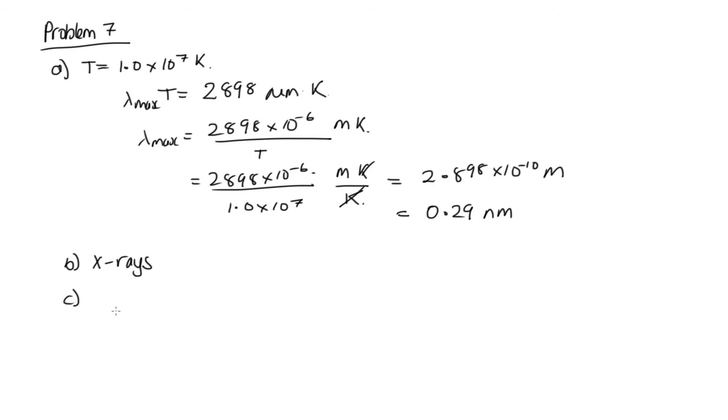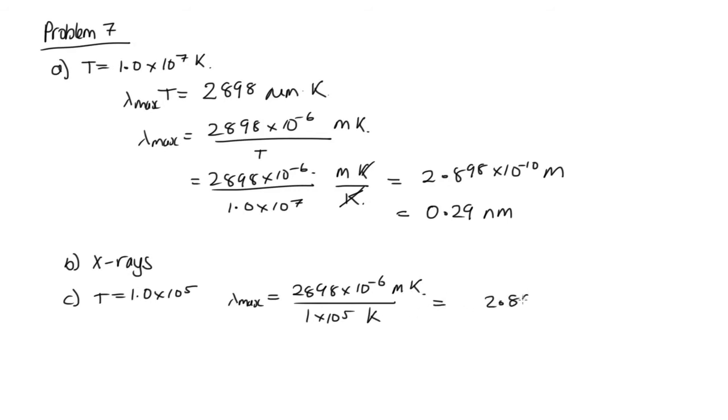Part C, so this is then absorbed and re-emitted, but now the temperature is equal to 1 times 10 to the 5, and we're asked, well, what's the wavelength with the maximal thermal radiation now? So we substitute into this same equation, 2898 times 10 to the minus 6 meter kelvins over 1 times 10 to the 5 kelvins, and solving that we end up with 2.898 times 10 to the minus 8 meters. So again, let's put it into nanometers because then we can relate to it a bit more easily. Nanometers is 10 to the minus 9, so this is 29 times 10 to the minus 9, or 29 nanometers.